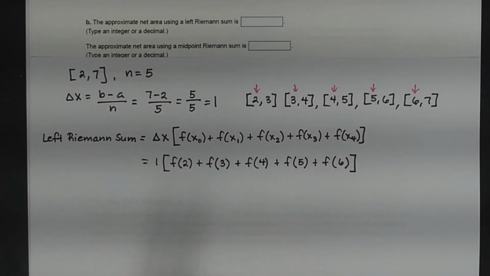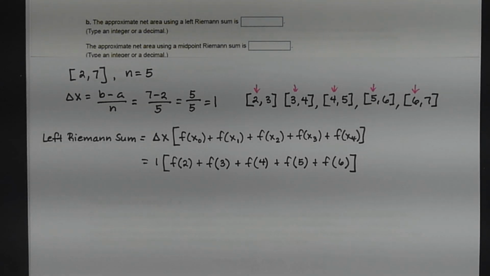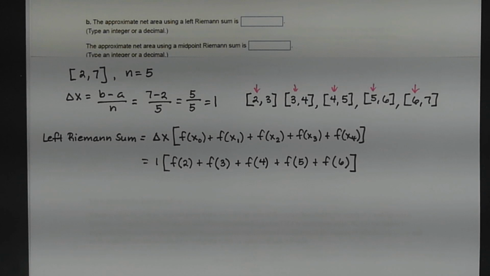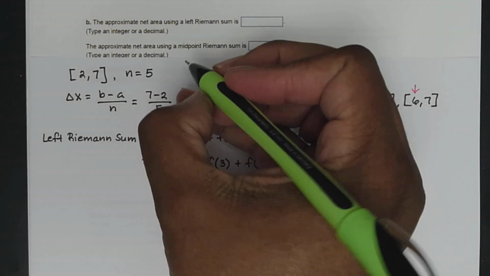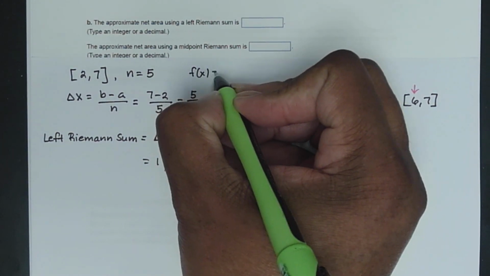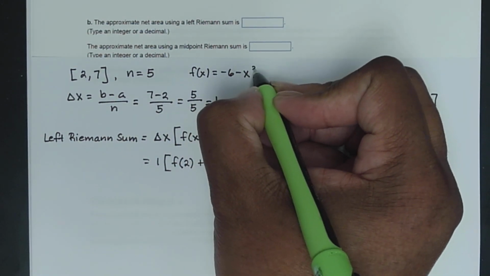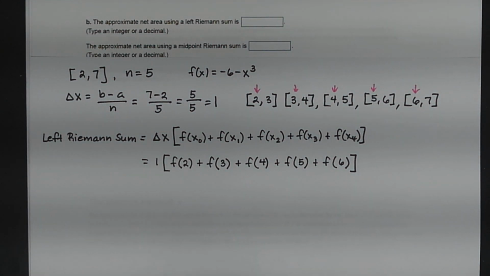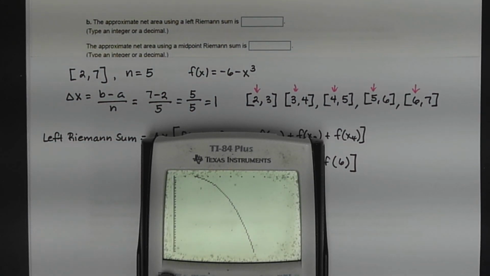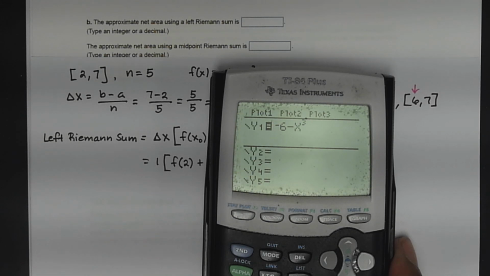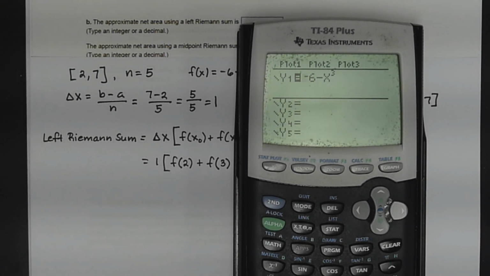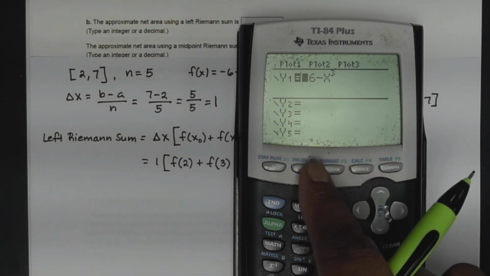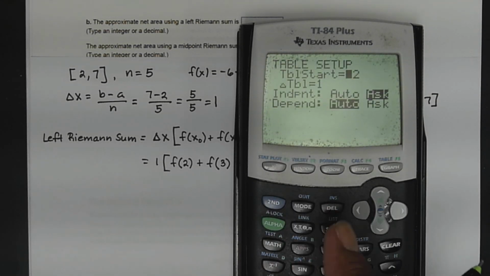Now my function in this case is f of x equals negative 6 minus x cubed. So let me go ahead and write that here. f of x is equal to negative 6 minus x cubed. And of course, if I look at y equal to, that's what I have here. Now, what I want to do is ask the calculator what the values of y will be when I put in those x values. So here, I'm going to go to second table set.